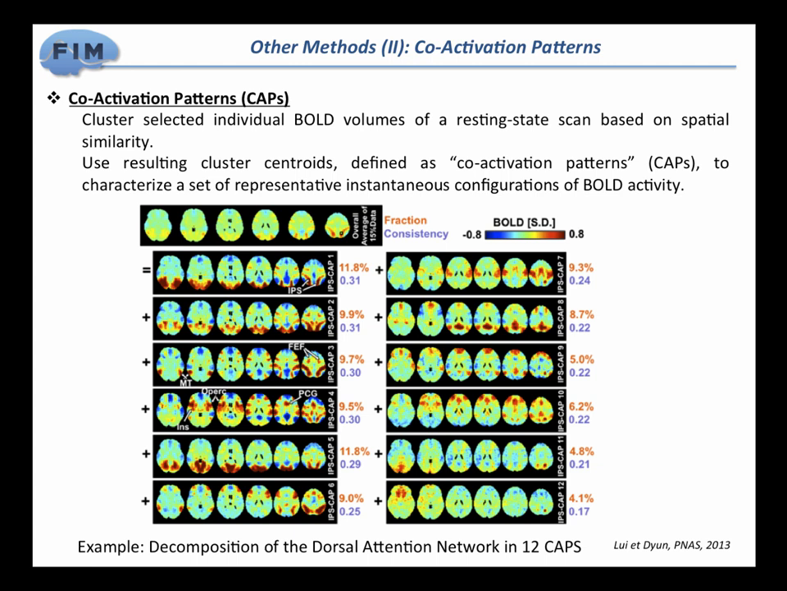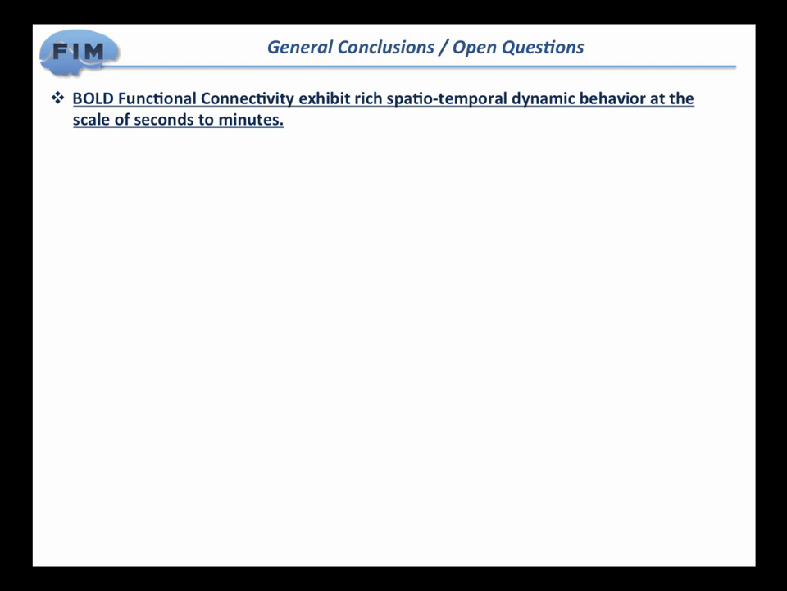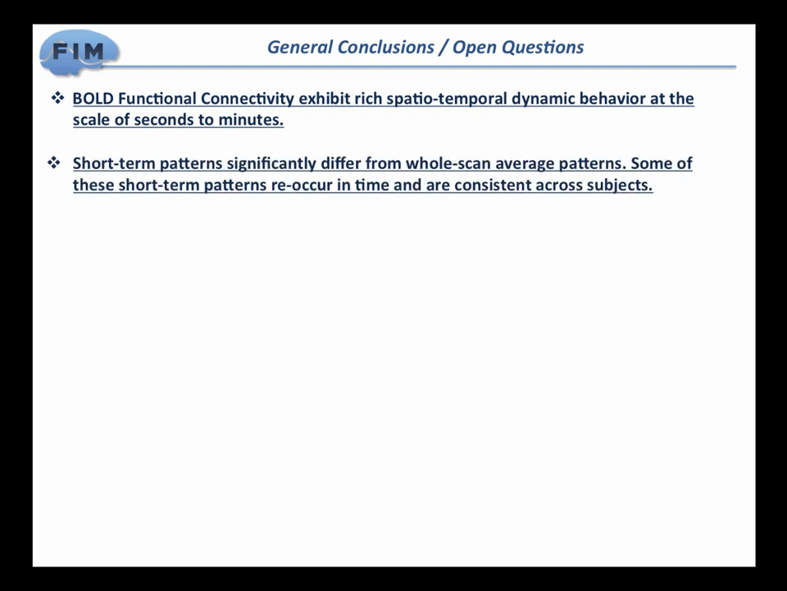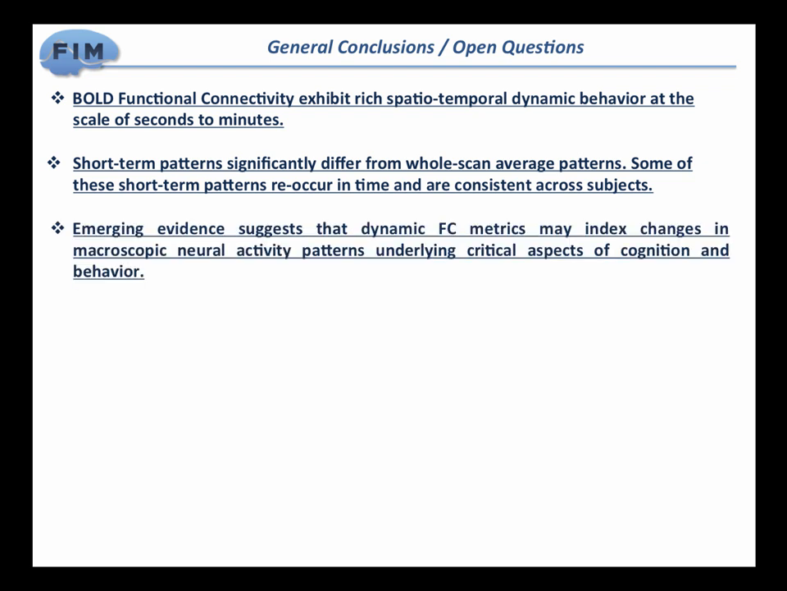Okay, so just to finalize, I hope at this point we're all aware that functional connectivity exhibits rich spatiotemporal dynamic behavior at the scale of minutes to seconds within a run. Just saying the same thing again, they will differ in many aspects from what you would get as your average patterns of correlation. Some of them are recurrent across time. Some of them we can find correlations with behavior, even with some clinical outcomes, or not clinical outcomes, but at least help us differentiate clinical populations. But there is a lot of work to do.